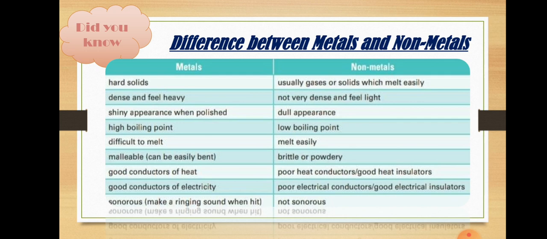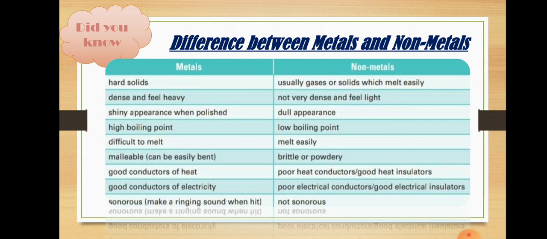Did you know the difference between metals and non-metals? As we have read in the previous classes, metals are hard solids, tend to feel heavy, have a shiny appearance when polished, a high boiling point, are difficult to melt, and are malleable. Remember, students, malleable means that it can be easily bent.